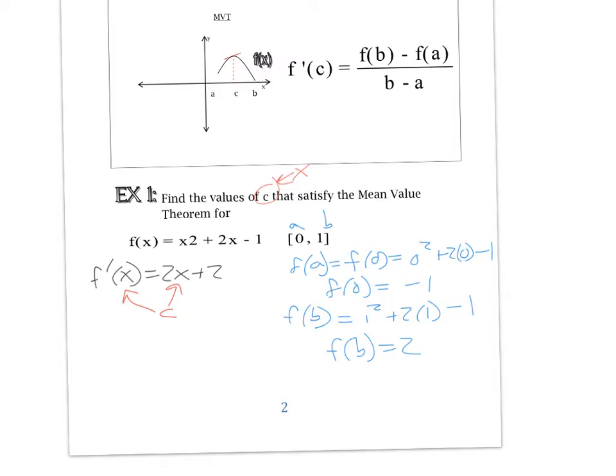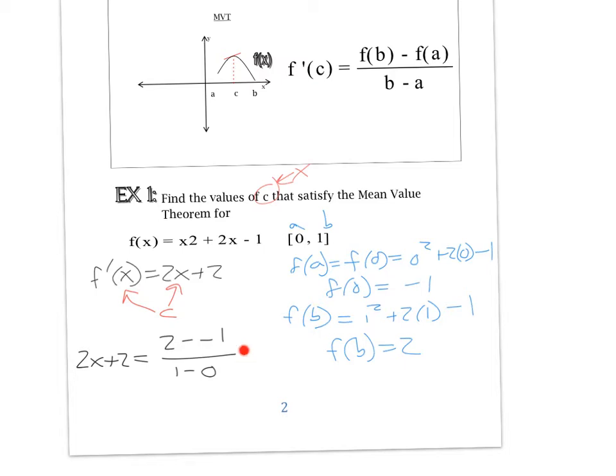So we got 2x plus 2 equals f of b, we found out that is 2, minus f of a, we found out that is negative 1, over my b, which I know from right here, that's 1 minus 0. Okay, hopefully you see I got all of that from here. I found the derivative and I got all the points. All I did is just plug it in.